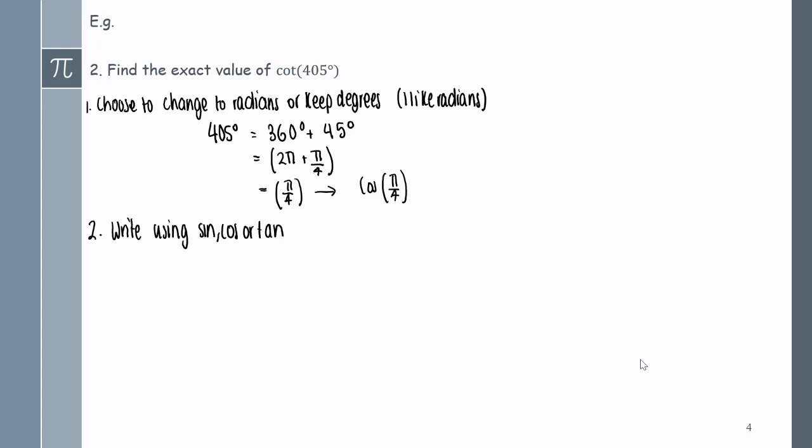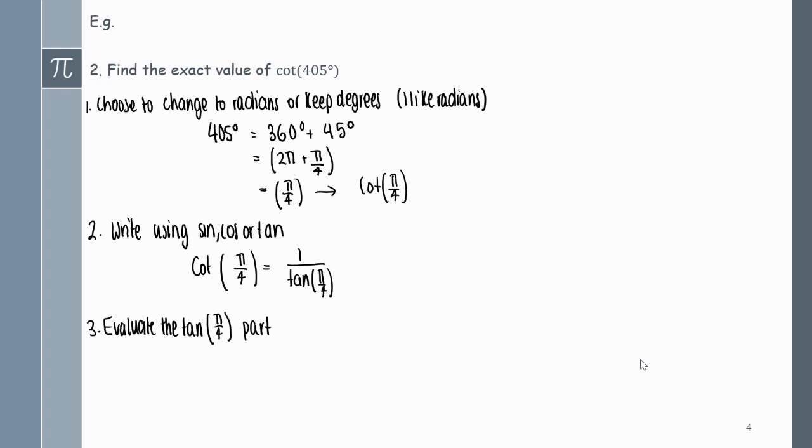Now I have to use this cot pi on 4 and write it using sine, cos, or tan. So remember, which is the reciprocal? Cot goes with tan because they're the only two with t's, so I know that cot pi on 4 is equal to 1 over tan pi on 4. Next step, like we did before, we evaluate the tan pi on 4 part. This one's nice and easy.